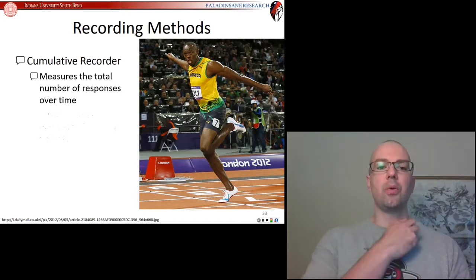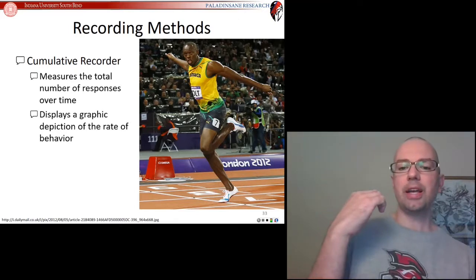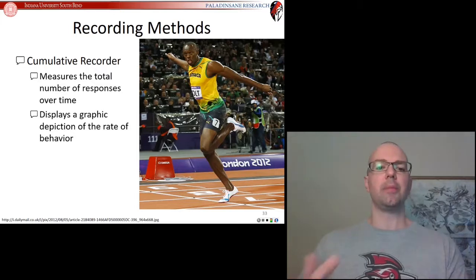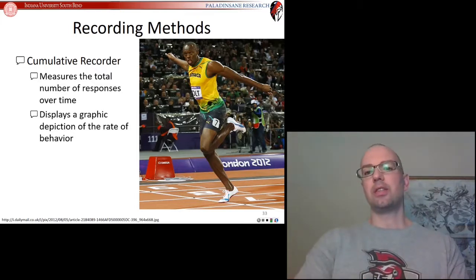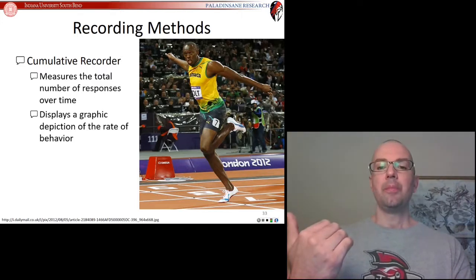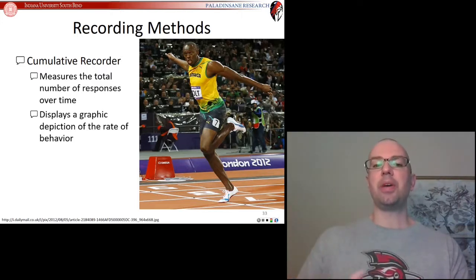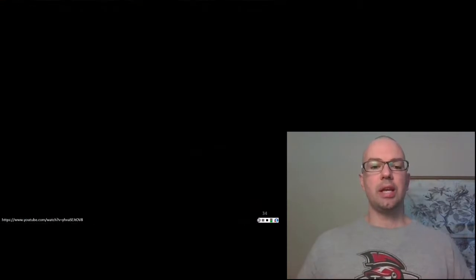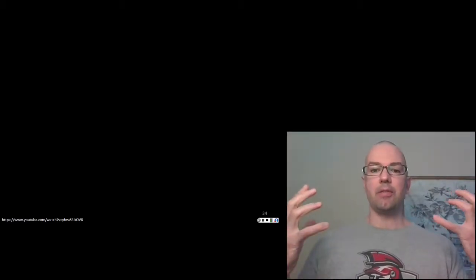And a cumulative recorder, when you develop your skills at reading them, displays these rates of behaviors and, importantly, changes in that rate of behavior in an easily readable graphic depiction of that particular behavior. So let's take a look now at a cumulative recorder recording the behavior of a pigeon.